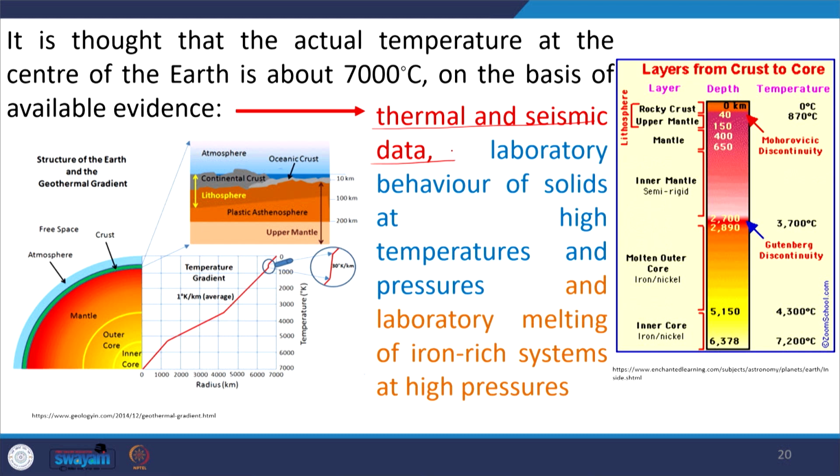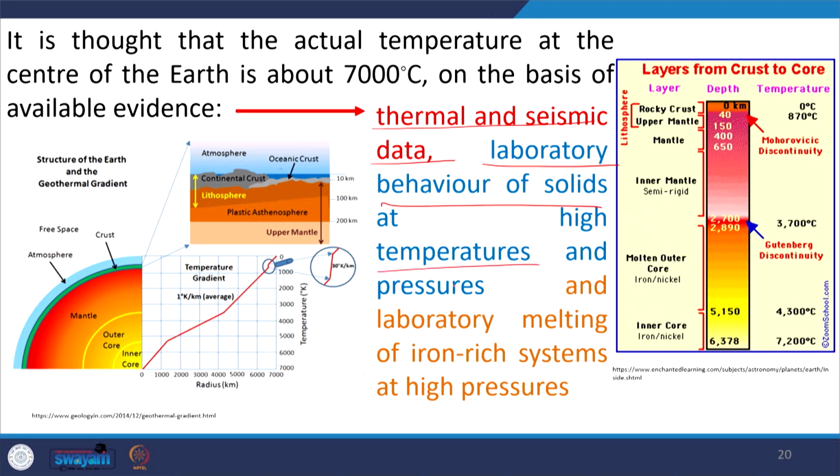We have seismic data. As we discussed in an earlier class, there is no direct evidence to study the center of the earth. So, seismic is the indirect and most reliable method through which we are studying the center of the earth, the rock properties, the layered properties like that.